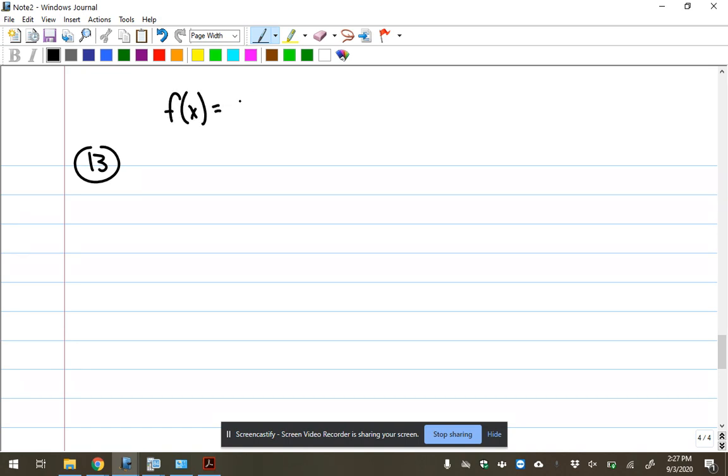F of x equals 3x plus 19. And they want us to find, if f of x equals 34, find x.